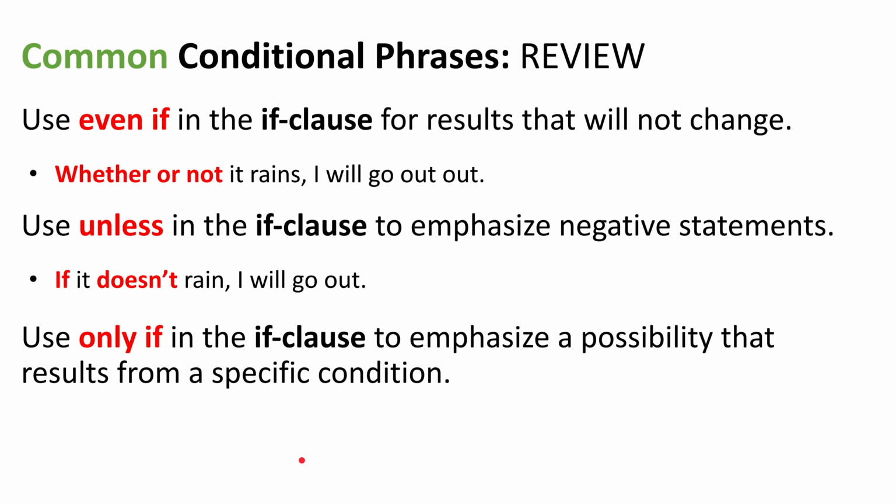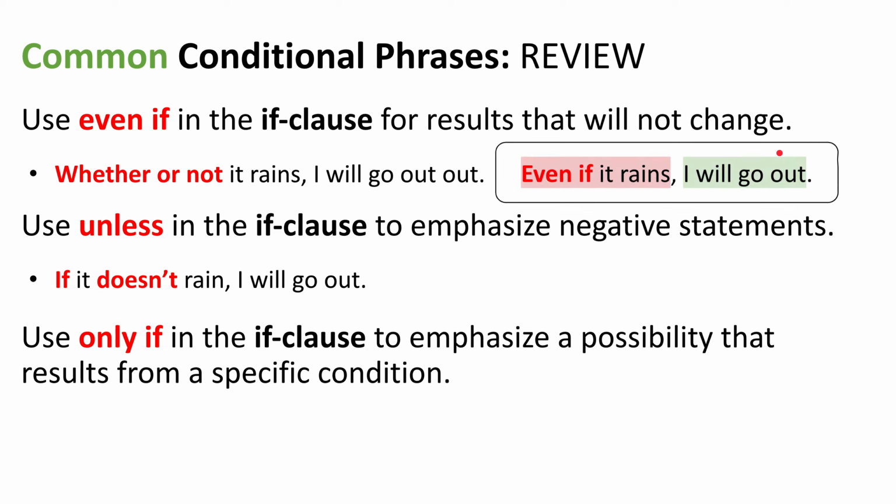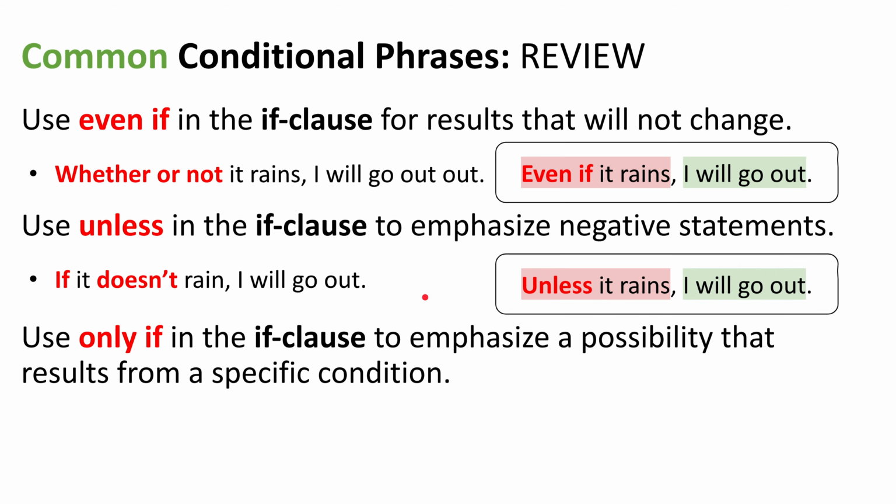So quick review. We use even if in the if clause for results that will not change. Whether or not it rains, I will go out. Even if it rains, I will go out. We use unless in the if clause to emphasize negative statements. If it doesn't rain, I will go out. Unless it rains, I will go out.